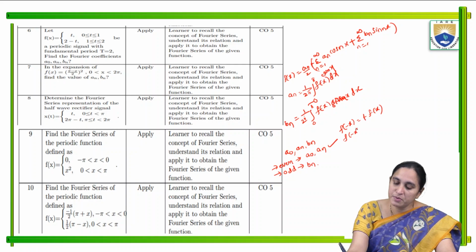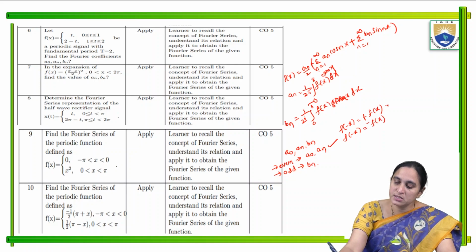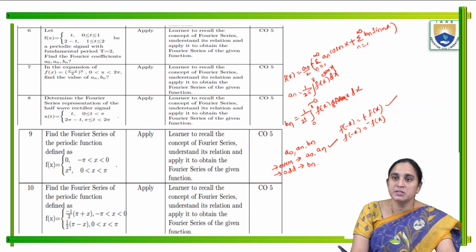And here f of minus x is equal to minus f of x. This is an odd function. If the function is even, it means f of minus x is equal to f of x. If it is an odd function, it means f of minus x is equal to minus f of x. This is the concept of the ninth question.